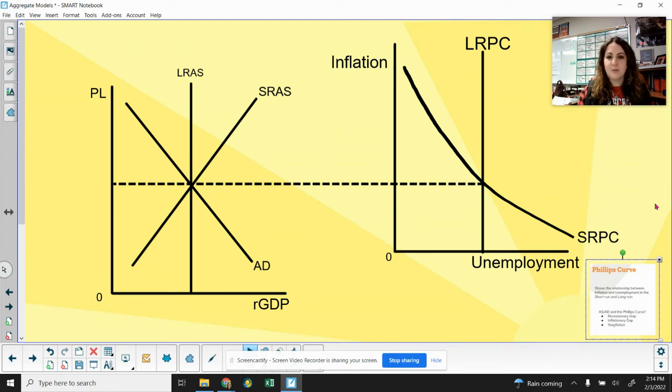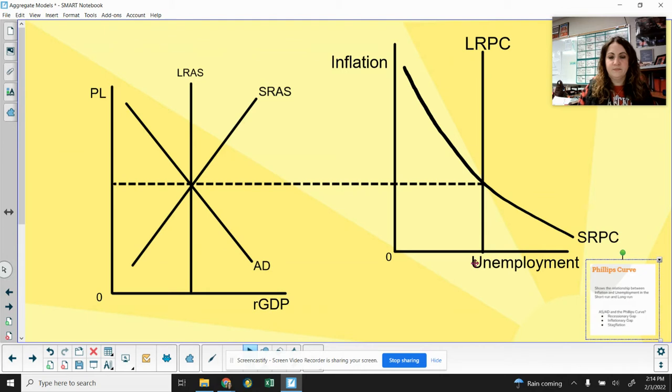So a couple of things about the Phillips curve. Remember, downward sloping lines mean that there's a negative relationship. So that means inflation and unemployment are negatively related. If inflation is going up, that typically means unemployment is going down. And when inflation goes down, like prices are falling, typically unemployment is going to go up.